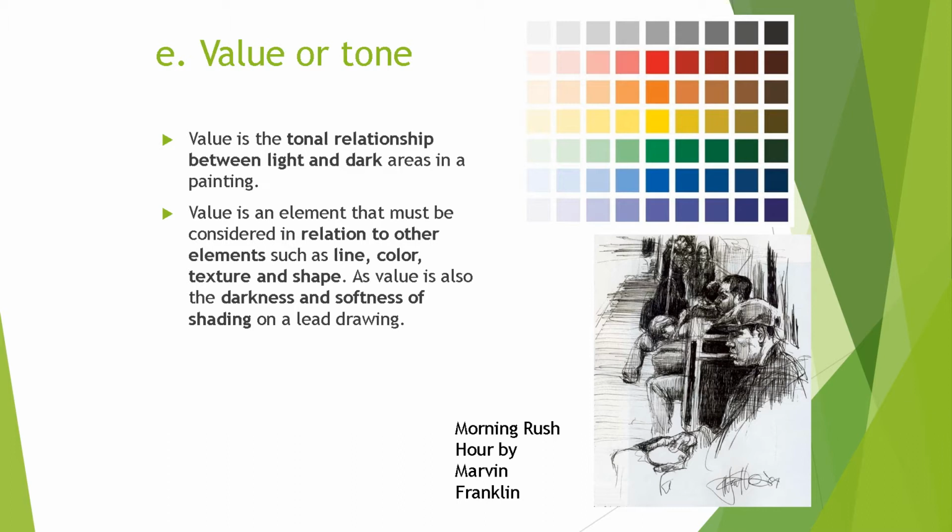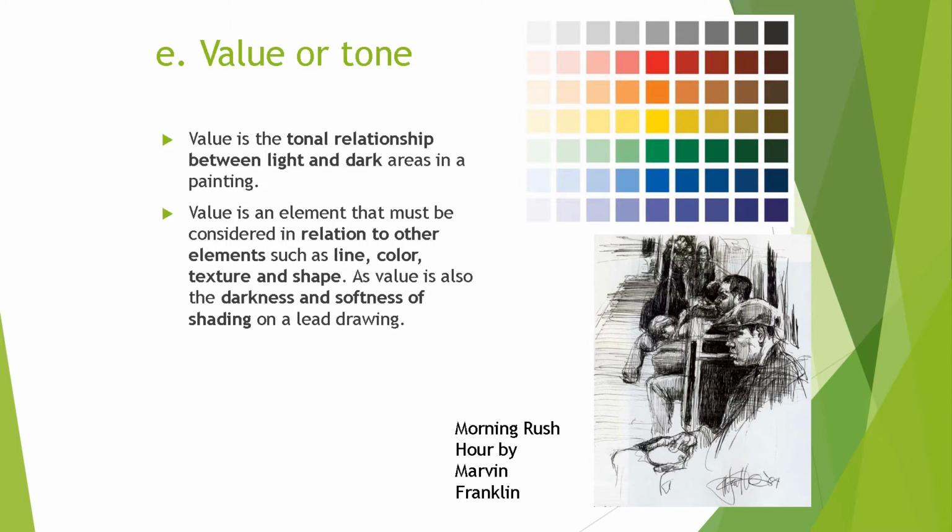Okay, value is the tonal relationship between the light and dark areas in a painting. So here, let's generalize, we don't look at it from the perspective of color. Rather, it is the lightness and darkness of an area in a painting. Value is an element that must be considered in relation to other elements such as line, color, texture, and shape. Value is also the darkness and softness of shading on a lead drawing. So value is obviously like the shadow or the depth or pressure of the drawing.